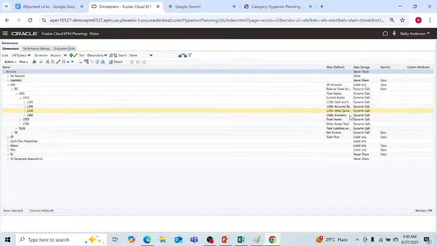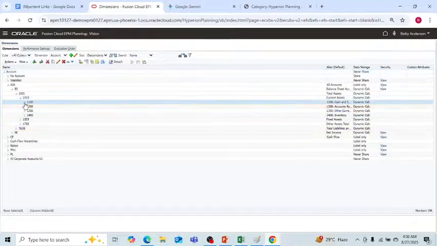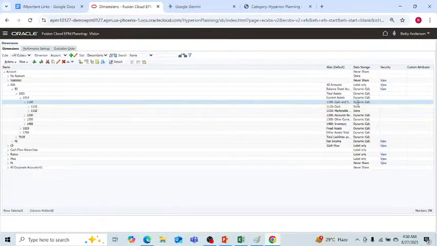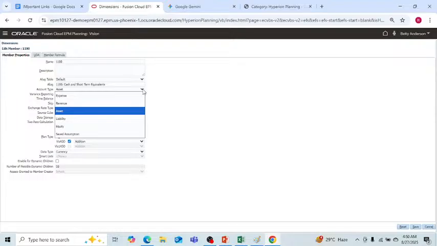So here you can see that we have cash and cash equivalents. Under the cash and cash equivalents, we have cash and marketable securities. So in the data storage property, we have kept it store, and if we open its member properties, here you will see that it is dynamic calc, as well as the account type is asset. As we know that cash and short-term equivalents are assets, that's why we have just kept it asset.